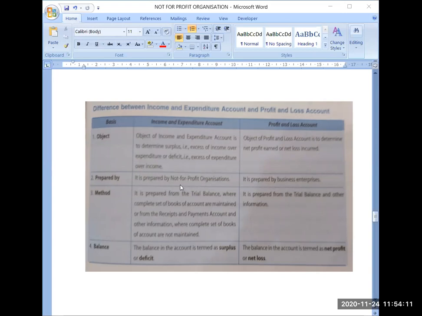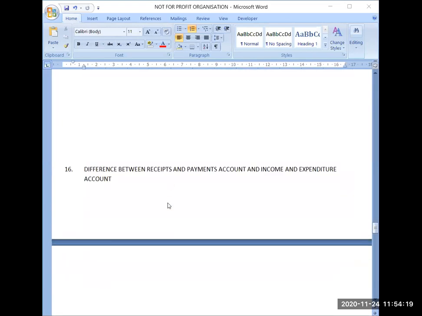Now the balance of it will be called surplus or deficit, and the balance of profit and loss account will be called profit or loss, net profit or net loss. So this is the difference.